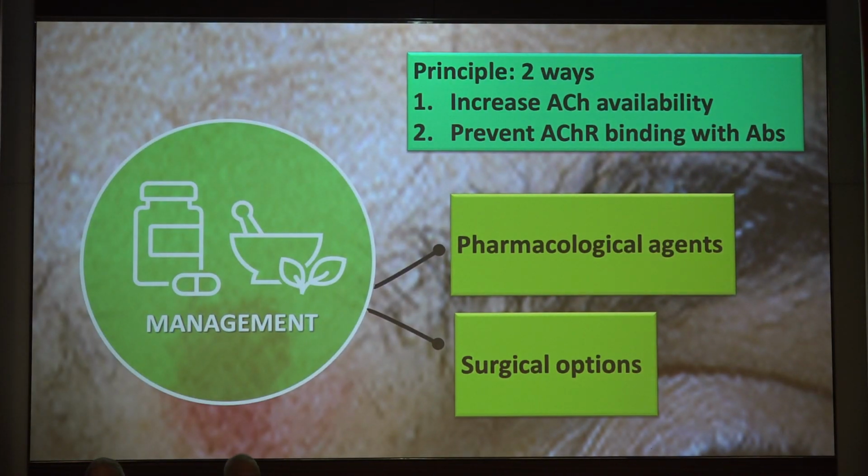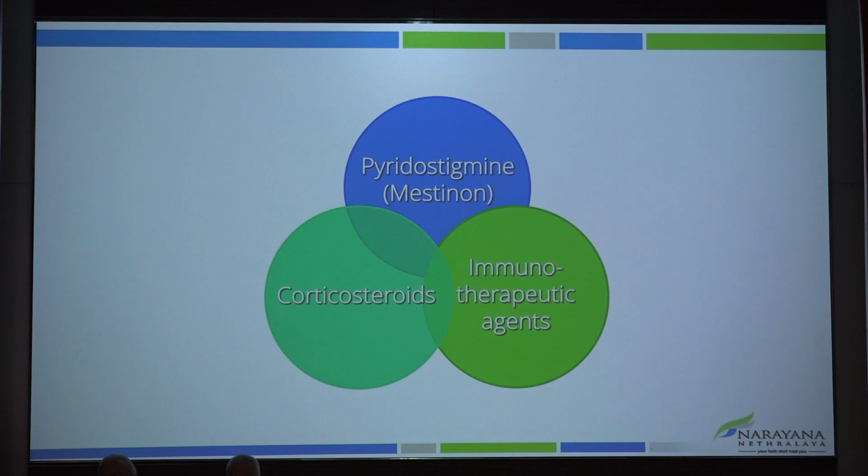So the principles are two ways. Either you increase the acetylcholine availability or you prevent the acetylcholine receptor binding with the antibodies. And how can you do it? We can do it pharmacologically. So these are the three treatment options that you have.